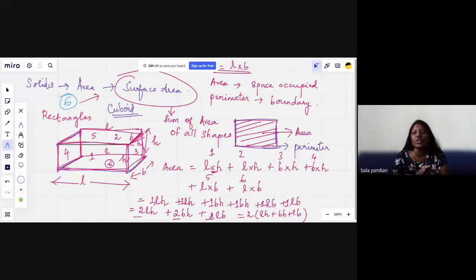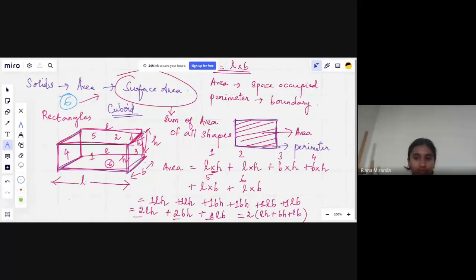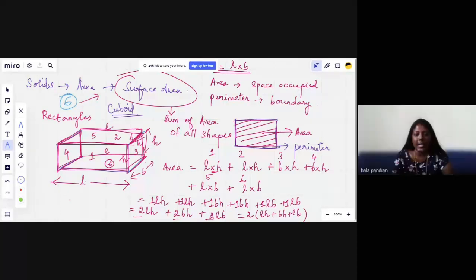It is just addition of all the 6 faces. So even in case if you forget your formula during exams, you need not worry about it. You're just adding the area of all the 6 rectangles, and that will give you the answer. Got it?